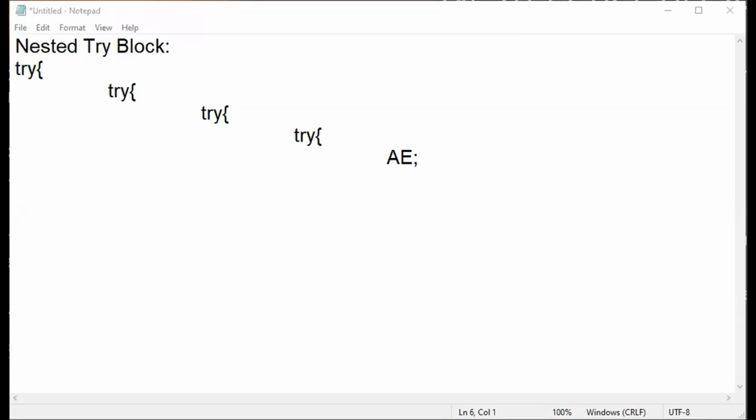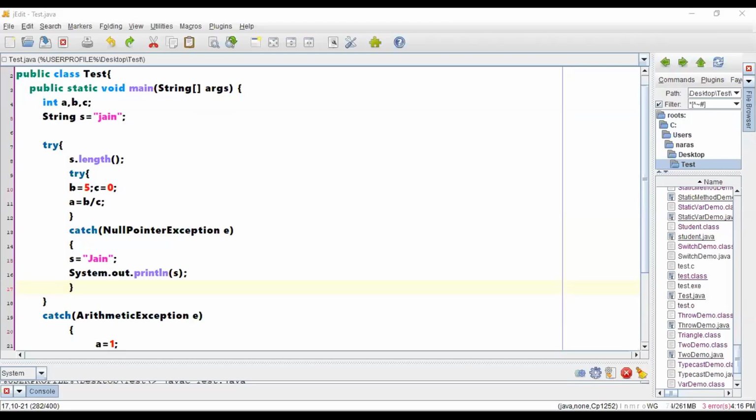Somebody asked with respect to code. Sir, what is the use of this nested try block, as we can use a try block outside the try?